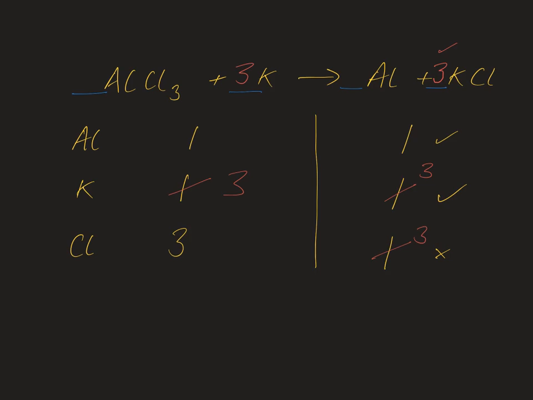So am I balanced? Aluminium, 1 on the left, 1 on the right. Ka-ching. Potassium, 3 on the left, 3 on the right. Good. And the same for chlorine, 3 on the left, 3 on the right. So we have the same numbers of each type of atom amongst the reactants on the left as we do amongst the products on the right. That equation is now a balanced symbol equation.